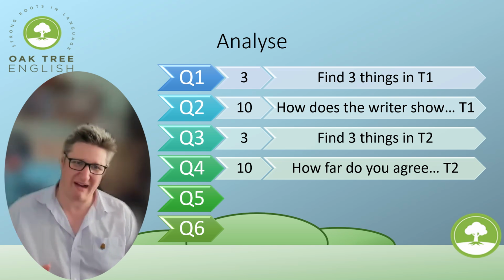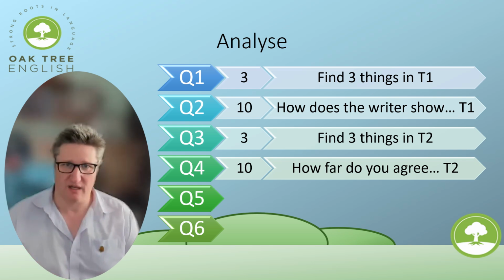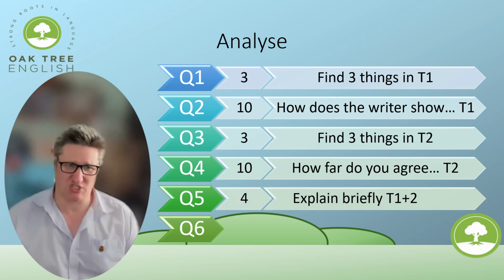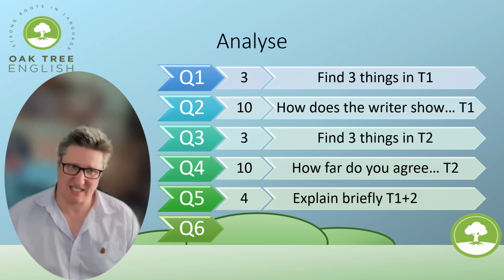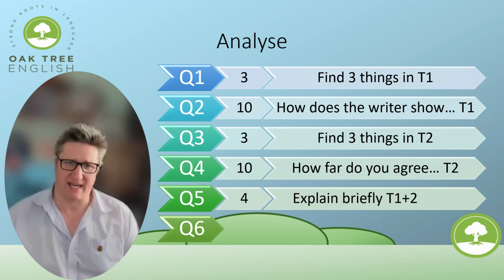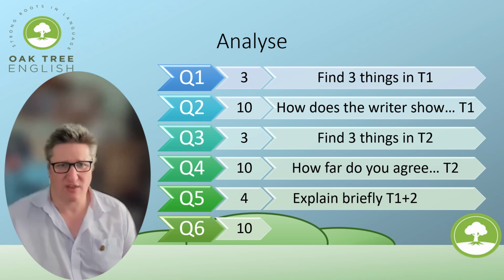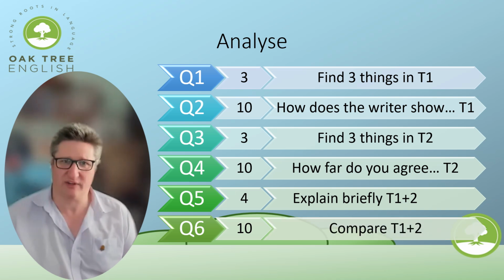Your short comparison question, question 5, asks you to write 1 to 2 paragraphs explaining what each text says about a specific topic. Question 6 similarly asks you to compare the 2 texts on a specific aspect. It's another 10 marker, so we're looking for about 3 to 4 P paragraphs in approximately 10 minutes.